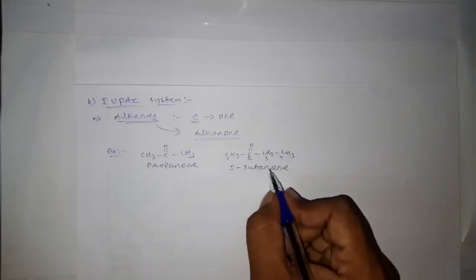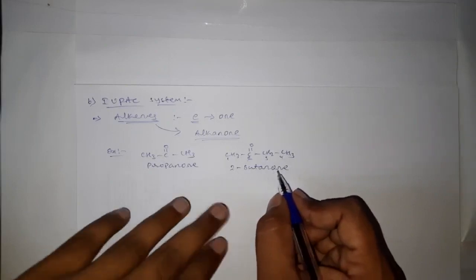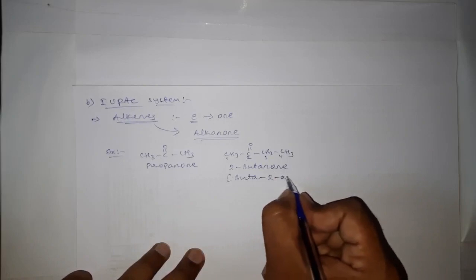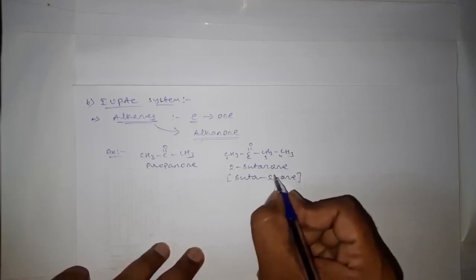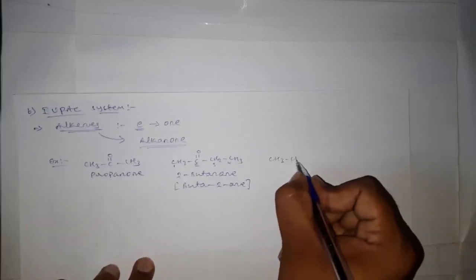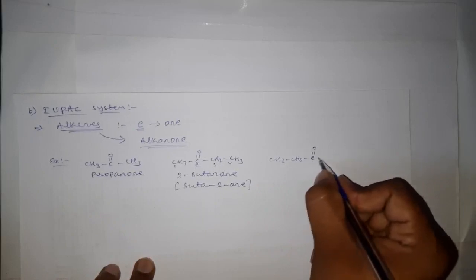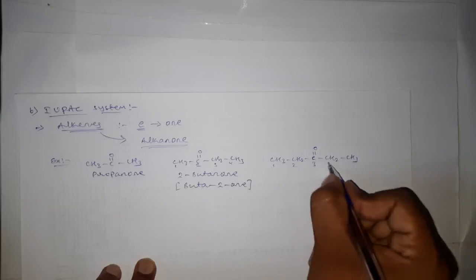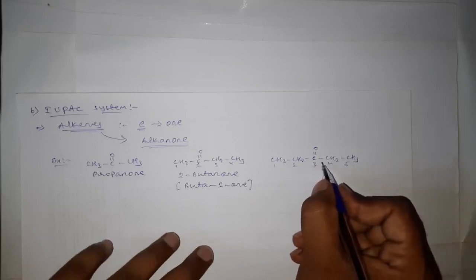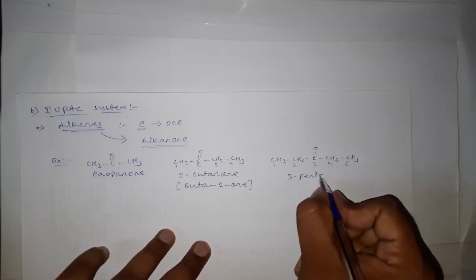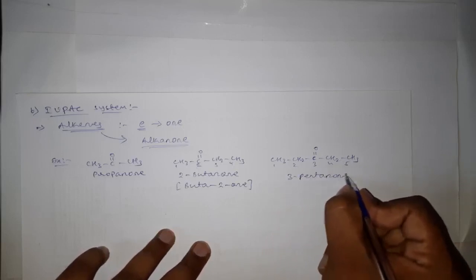butanone, or we can write this one as but-2-one. Here 2 indicates what? The position of the carbonyl group. Okay, take another example, CH3 CH2 C double bond O CH2 CH3, 1 2 3 4 5. On the third position the carbonyl group is there, therefore it is 3-pentanone.